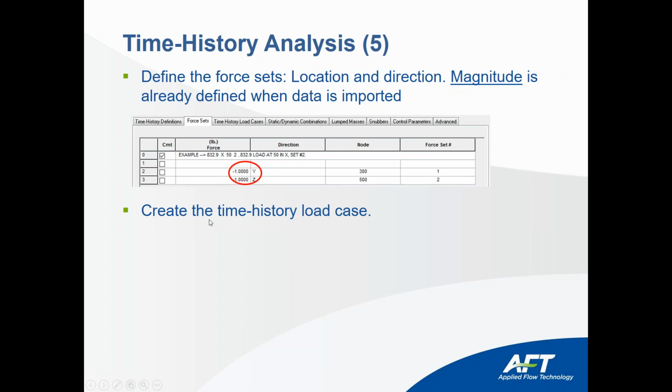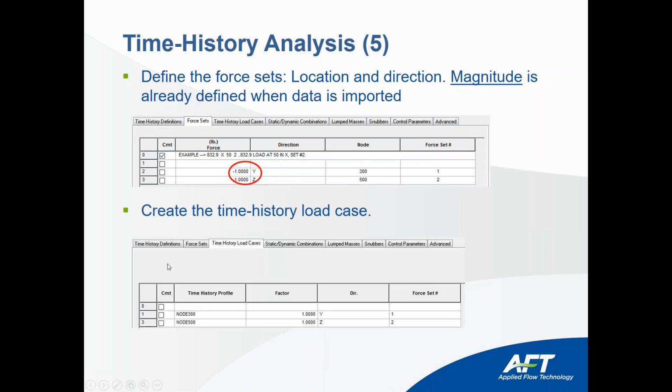Now you create the time history cases. So now you only create one time history case, and the reason for this is because time history applies them at the same time, different from spectra, which applies them independently. So you create node 300, node 500, factor 1. Again, pay attention to the direction, and you apply node 1, force set 1 and force set 2, which correspond to the ones you created when you defined the force sets.